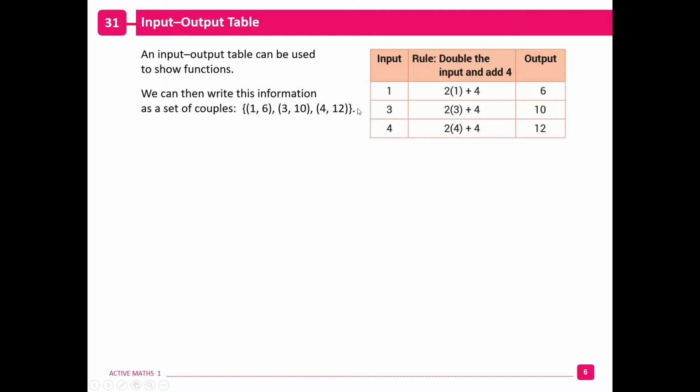You can see from our couples that the first numbers, the inputs, appear in the first column, and the second numbers, our outputs, all appear in the third column, and they must be beside the correct input. So 1 is level with its own output 6, 3 and 10, and 4 and 12. It's very important that you show full workings in this middle column, and remember your BIMDAS.